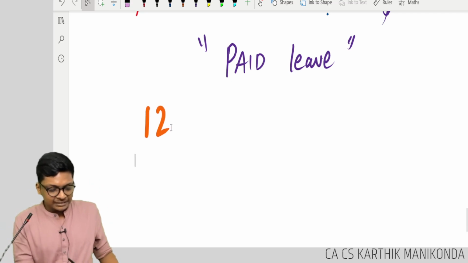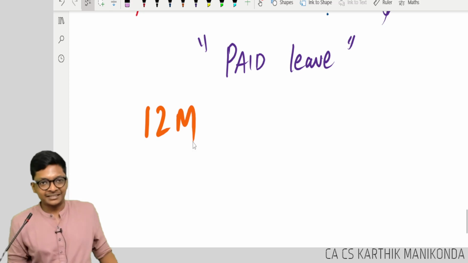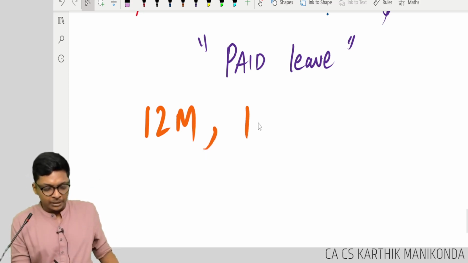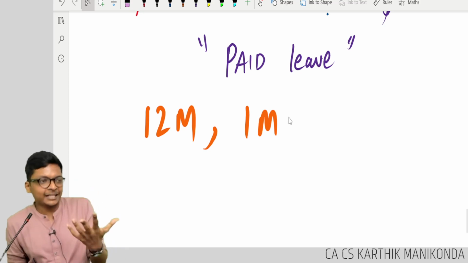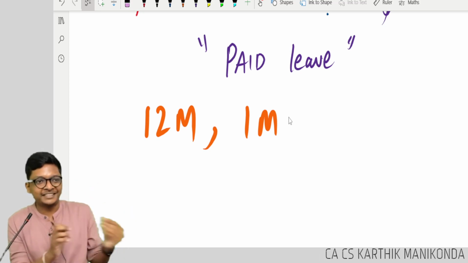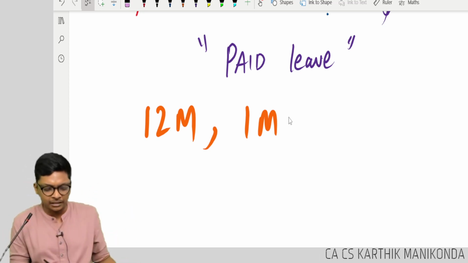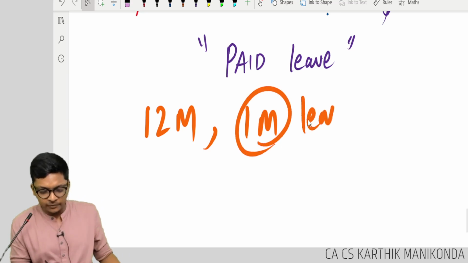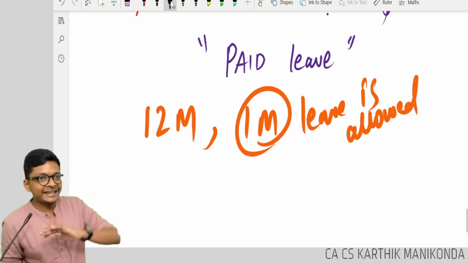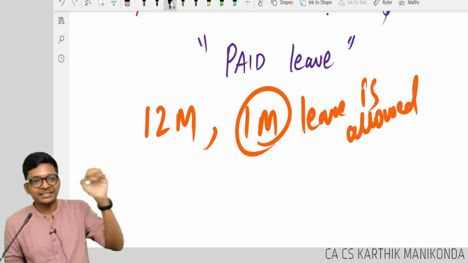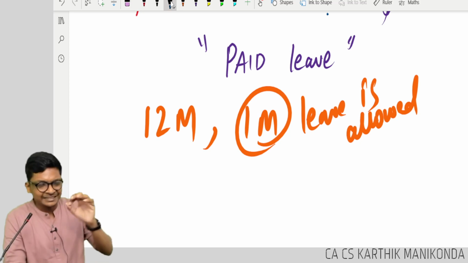Now, in Tesla, 12 months is the work. But they told, let's say 1 month overall, not continuous 1 month. You can take continuous 1 month, but all put together, all festivals, this and that put together, birthday, etc. 1 month of leave is allowed. You can take leave for any random 1 month, continuous, separate days. Most companies have it like this.